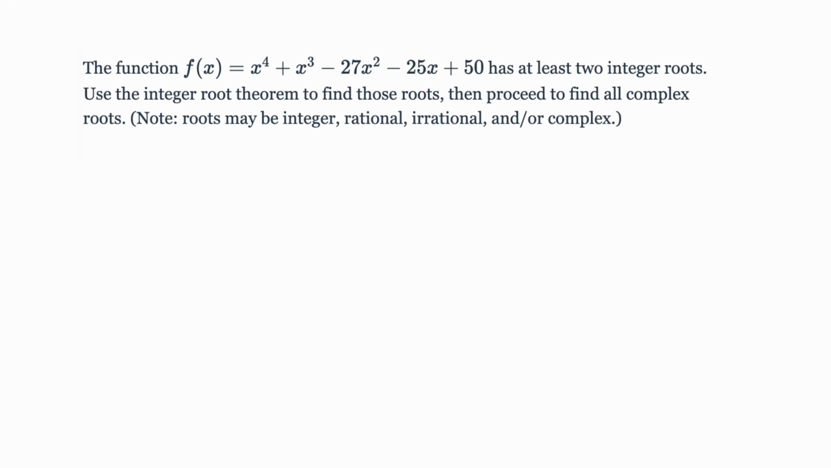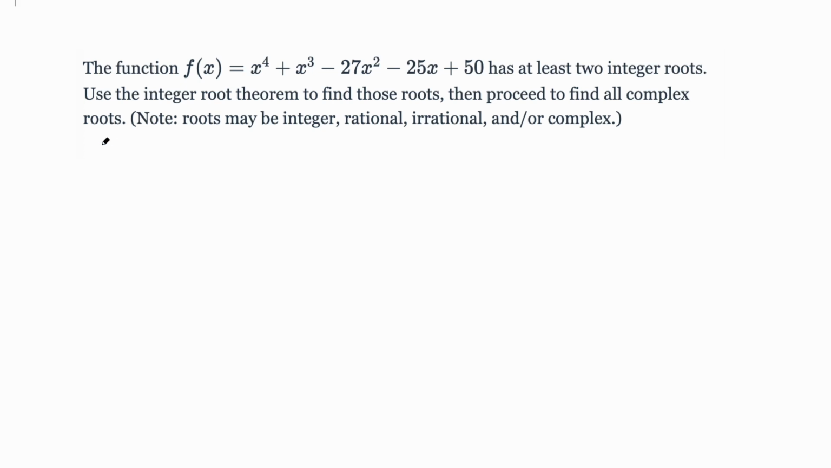You have a very long function that has at least 2 integer roots, meaning it's not going to be a square root, it's not going to be an i, and it is not going to be a fraction. It is going to be some type of integer, like -1, -4, 7, 3. We're going to find those roots, and then we're going to find all of the other answers.